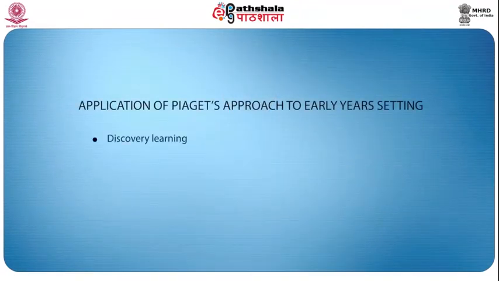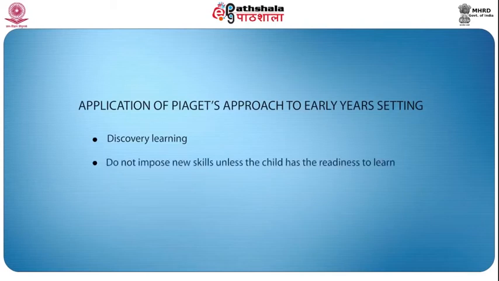The first one is discovery learning. Piaget believed that every child acquires knowledge by directly acting on the environment. So, the settings of the home or school environment should be in such a way that it provides wide opportunities for them to discover things for themselves by natural contact with the surroundings. The second major implication is that we should not impose new skills unless a child has a readiness to learn.